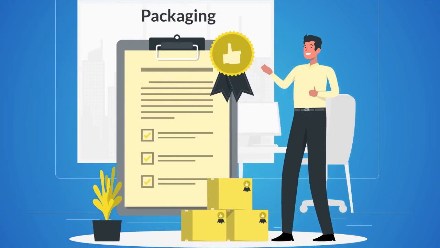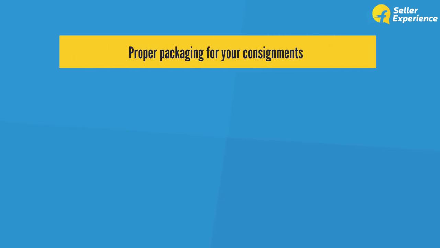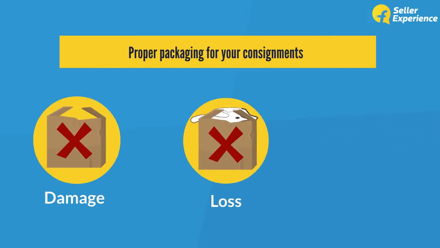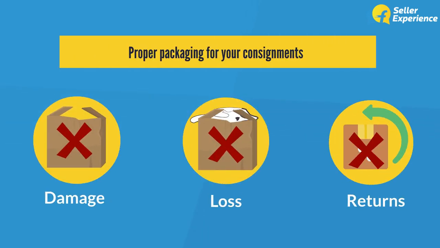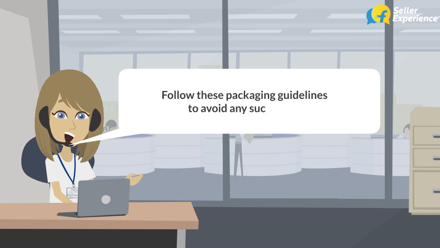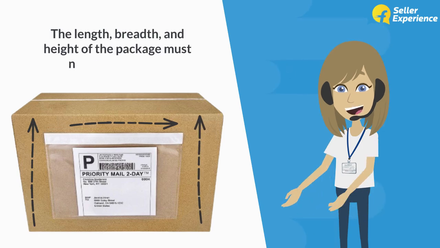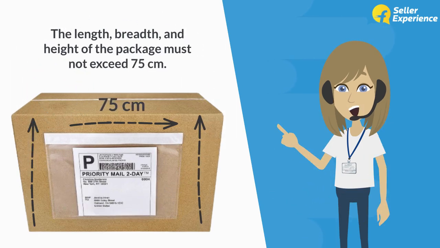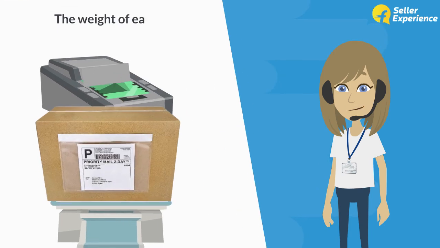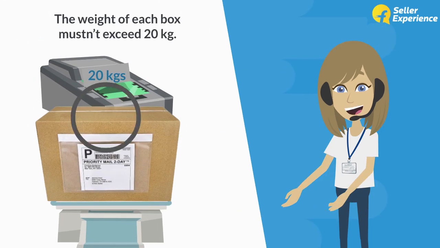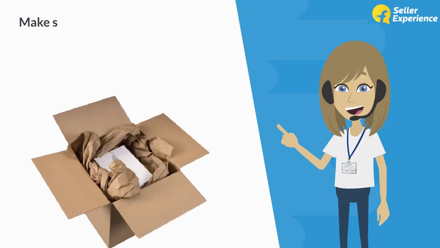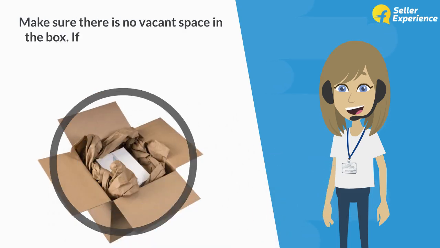Now, let's talk about packaging. Proper packaging for your consignments avoid damage, loss, returns, etc. Follow these packaging guidelines to avoid any such issue. The length, breadth, and height of the package must not exceed 75 cm. The weight of each box must not exceed 20 kg. Make sure there is no vacant space in the box.